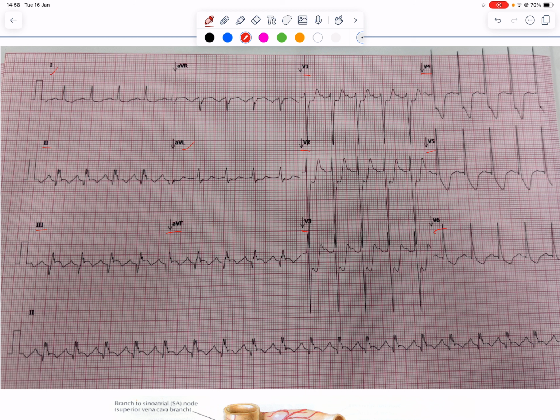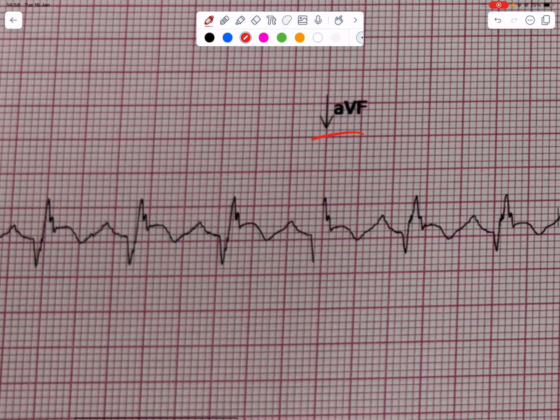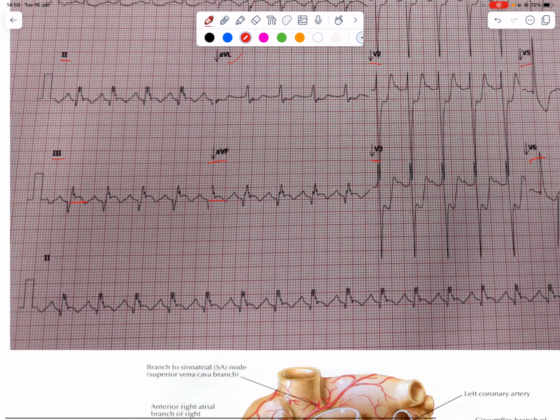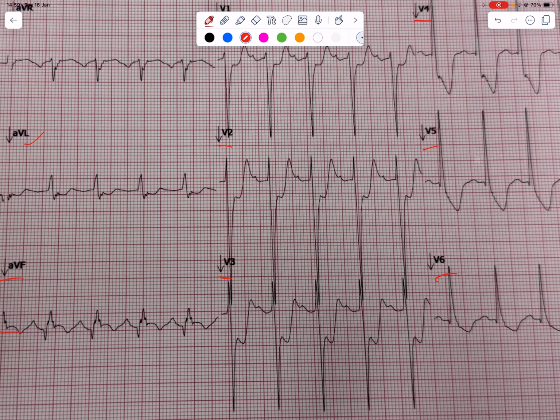Looking at your inferior leads, we can see that there is ST elevation, right? This is our isoelectric line. We can see that there's ST elevation of over 1.5 millimeters in lead 3. We also have ST elevation that can be seen in AVF. So we've got ST elevation in 2 contiguous leads, and that means that we are fulfilling STEMI criteria, right? Then we're going to go to our septal leads.